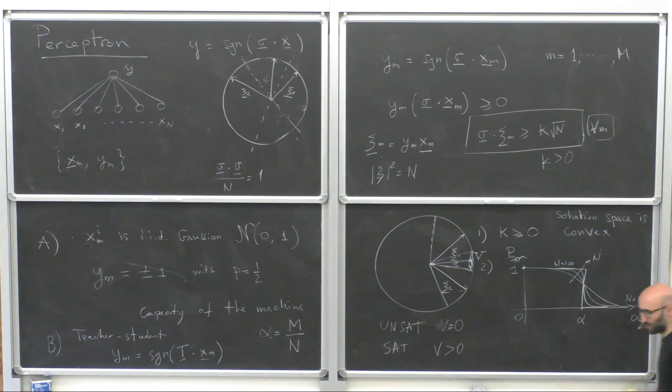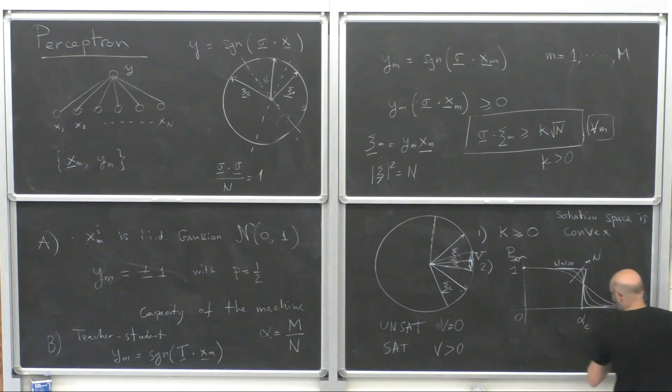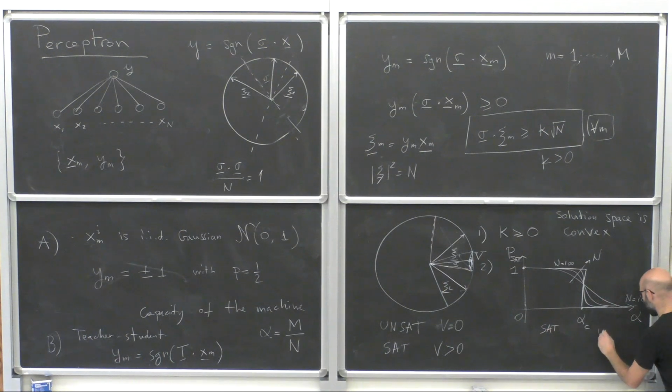So there is a critical value of alpha that has many different names. How did we call it in the notes? Well, anyway, let's call it alpha C. That separates a SAT region from an unsat region.